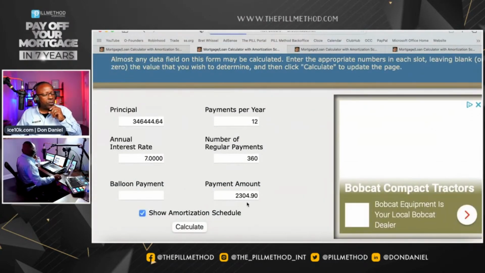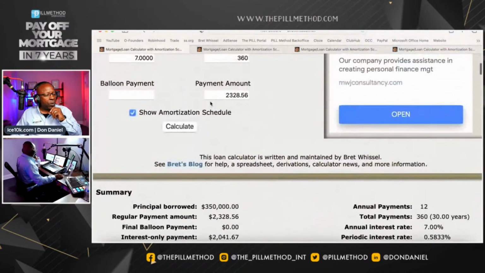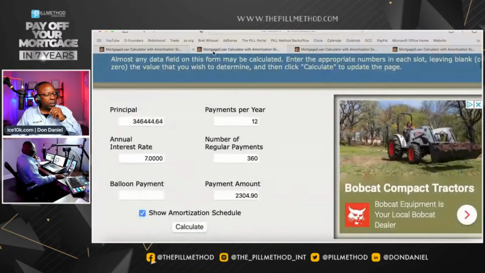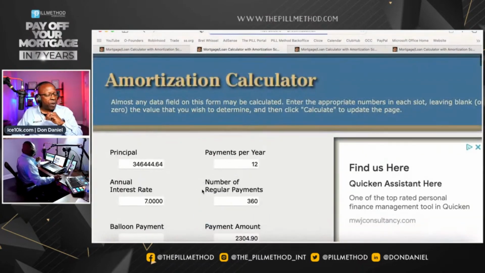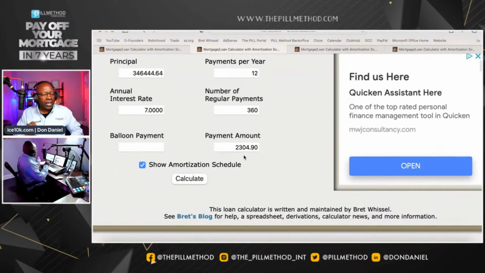Here's my new payment, $2,304.90. My old payment was $2,328. My new payment is now $2,304.90. So I can actually control what my payment is. So if I continue to put money on principal, Karan, I'm going to be able to save a ton of interest and control what my payment is going to be. My payment is going to be less and less and less because I'm applying money to principal, and I'm saving a ton of interest every time I put money towards that principal. How does that sound to you?